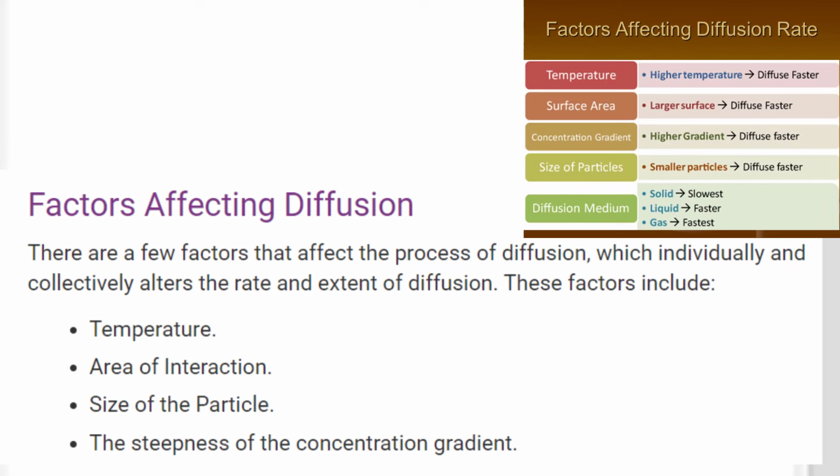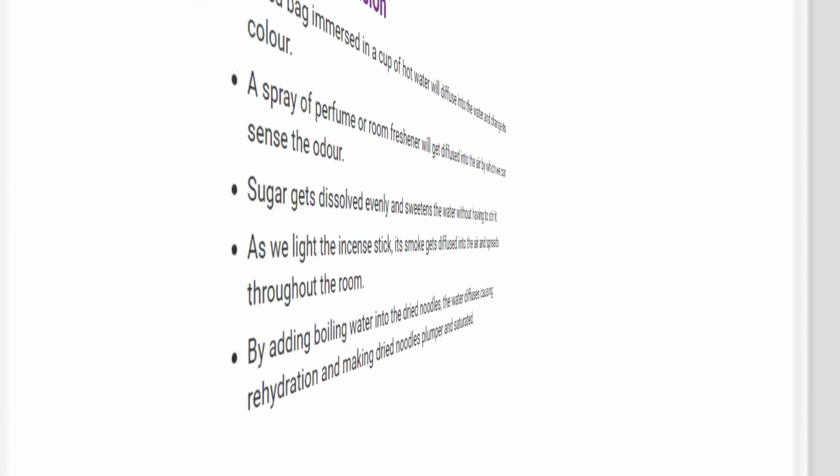Factors affecting diffusion. There are a few factors that affect the process of diffusion, which individually and collectively alters the rate and extent of diffusion. These factors include temperature, area of interaction, size of the particle, the steepness of the concentration gradient.